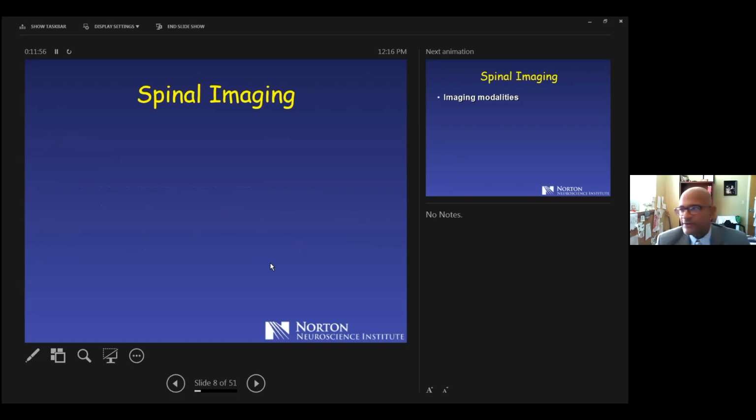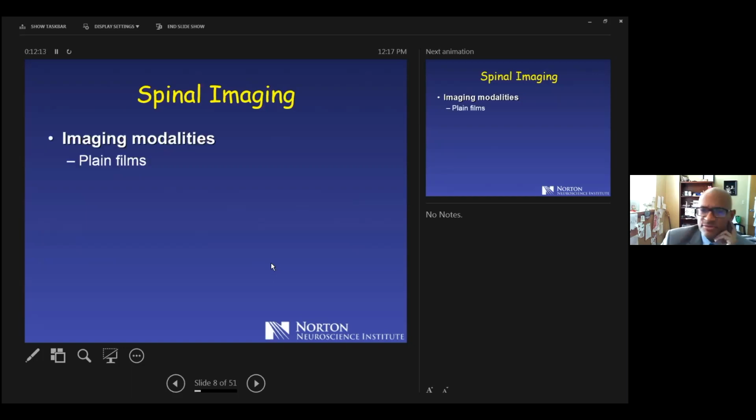So we like to look at different imaging, and imaging modalities make stuff a little more confusing. There are certain images that really are helpful. There are other images that aren't so helpful. We're going to go through a whole lot of them, and then at the end, I'll explain the ones that I think are more helpful than others.